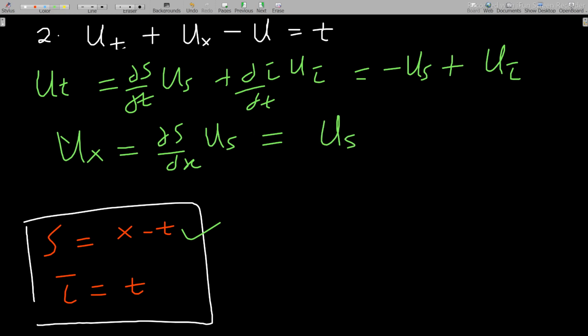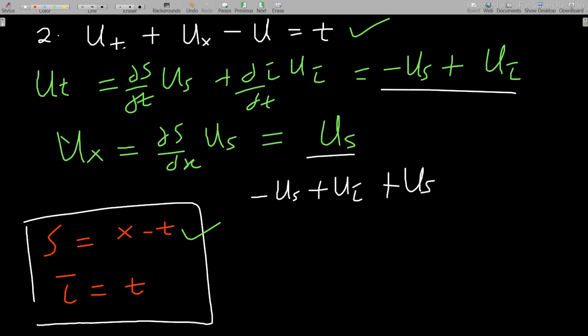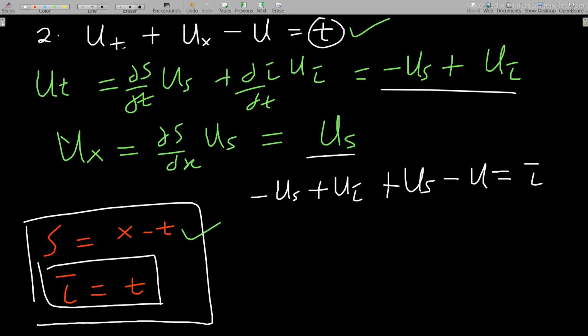u_s. Okay, so you come back and put them back in this equation. So if I put u_tau there, u_t there, u_t is this, so I have to put minus u_s plus u_tau, then plus my u_x is also this, u_s, minus u should be equal to, now we are saying that tau is equal to t, so I have to transform the t back, so I get tau. Okay, now this will take this off, I will get u_tau minus u is equal to tau.